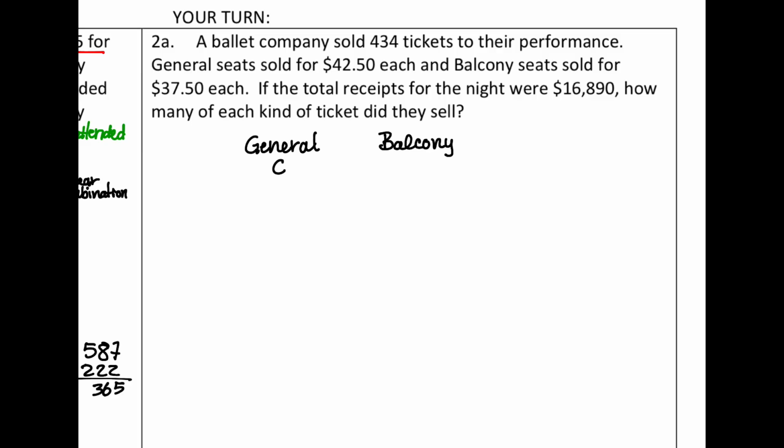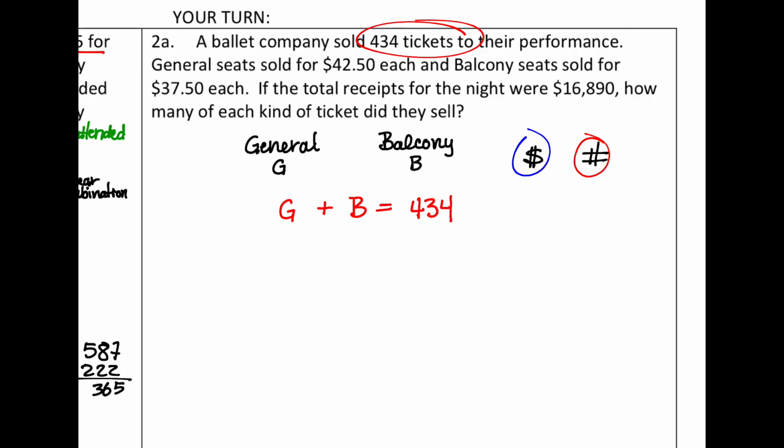Okay, I'm going to use G for general and B for balcony. Okay, and again, I'm given two types of information. I am given dollars and I'm given numbers. So I'm going to have one equation for each of those. Okay, so dollars, numbers. Okay, the numbers are usually easiest. So I'm going to just add the total number of general admission tickets and the total number of balcony tickets and find my total in the paragraph. So 434 total tickets sold.